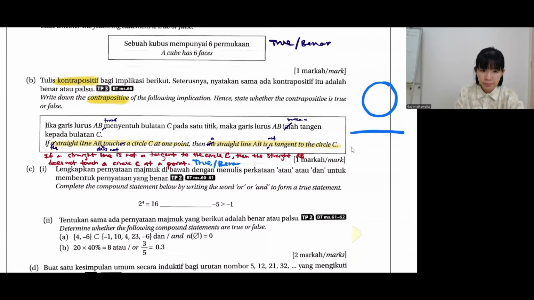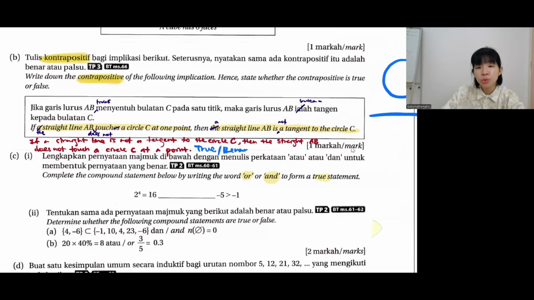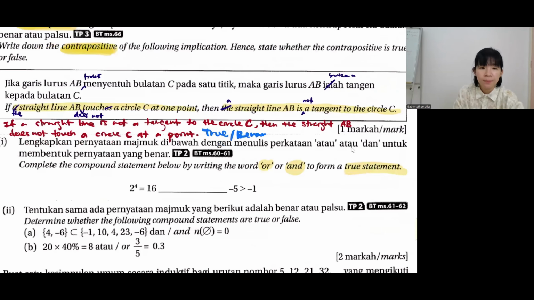Okay, so now part C. Number 1. Complete the compound statement using N or O to form a true statement. So guys, N or O. We're going to check. First one, 2 to the power of 4 equals 16. This one true. Negative 5 more than negative 1? No, negative 5 is smaller than negative 1. So if I want to make it a true statement, we should use N or O. So you have to use O. Atau. Yes, if you use O, as long as you got one correct, still correct.